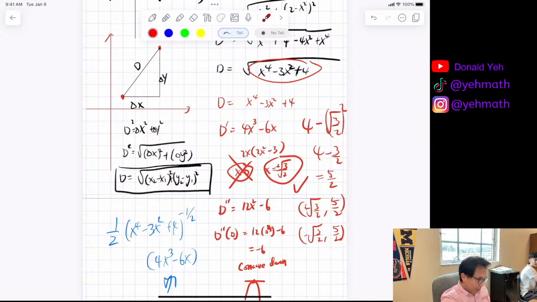Imagine you don't take a square root. It's fine. You want to do it with the square root. It's fine. You still set this equal to 0 regardless. But that's okay.